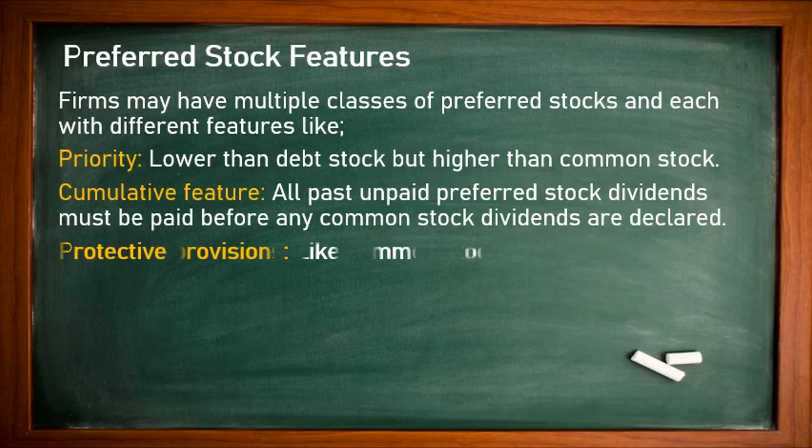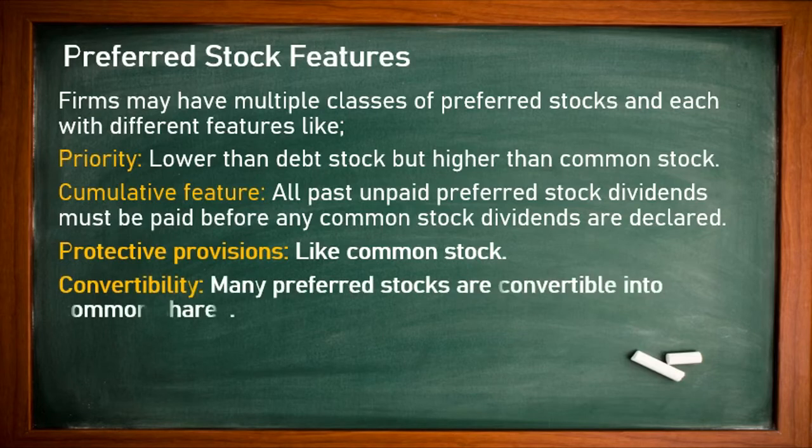This is another important feature: protective provisions like common stock. They are protected like common stock, so they are treated as owners of the company. Convertibility: many preferred stocks are convertible into common stock, but normally this is conditional. When the company issues the preferred stocks, it mentions on the security at issue time whether they can be converted or not. Once it is mentioned there that they can convert, they are known as convertible shares.